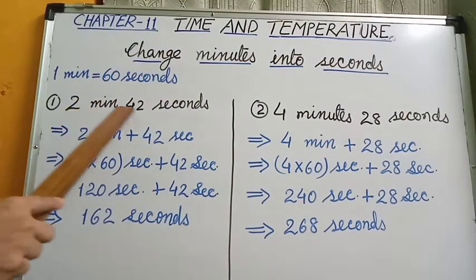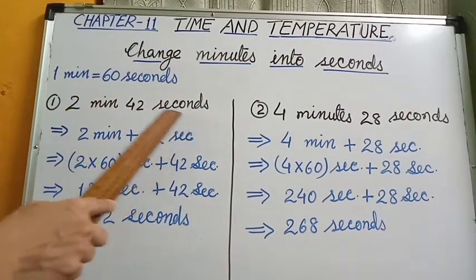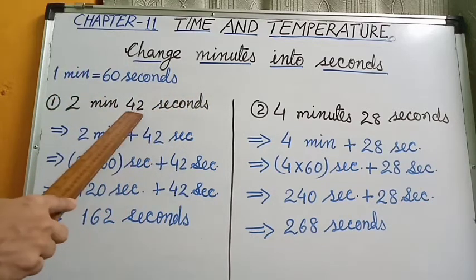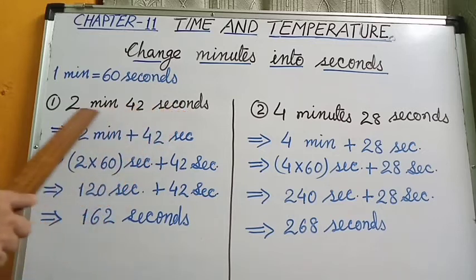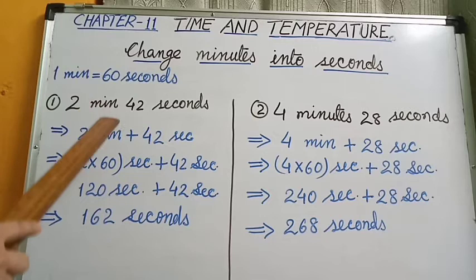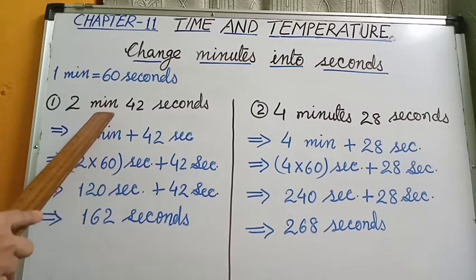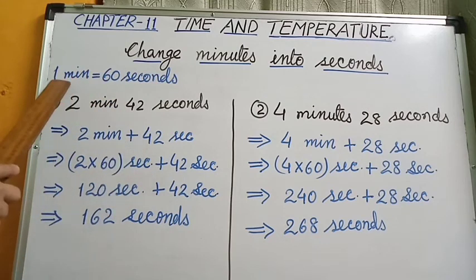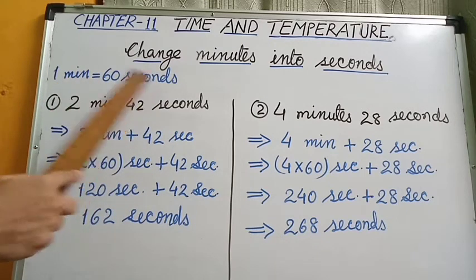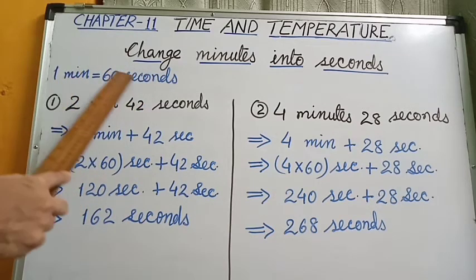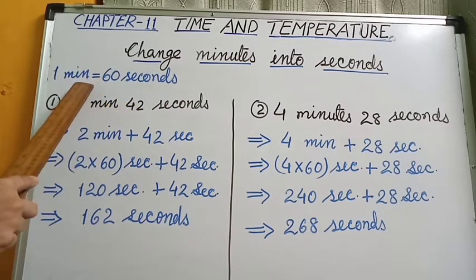Here 2 minutes and 42 seconds is given. We have to convert the whole into seconds. So 42 is already in seconds. We have to convert 2 minutes into seconds. So what to do? We have to multiply minutes by 60 to convert into seconds, because 1 minute has 60 seconds. Minute is the bigger unit and second is the smaller unit. So whenever we convert a bigger unit into a smaller unit, we always multiply.